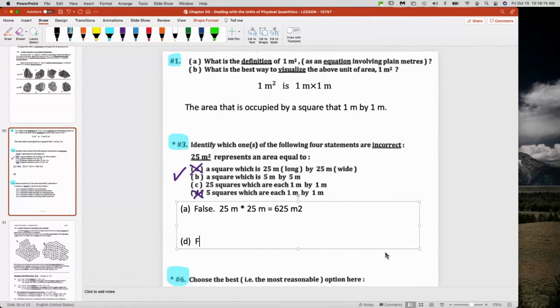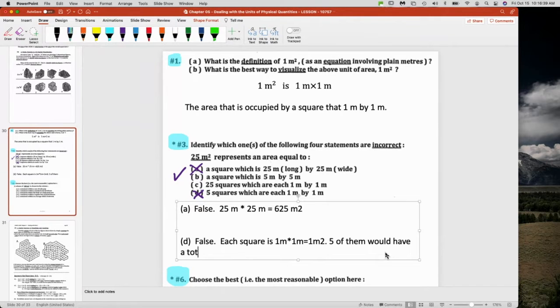5 squares will be false. Let's see why. Each square is 1 meter by 1 meter, which is 1 meter squared, and 5 of them would have a total area of only 5 meters squared. So that's the reasoning behind that.